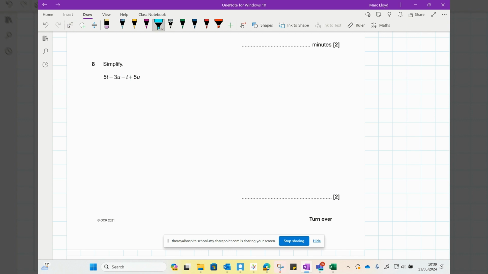Okay, so let's start again. One there, one there. That's all I'll do. I won't highlight the others because we can see that we've got 5t and minus t. So that gives us 4t. And then our 2 highlighted bits, minus 3 minus 5 gives us minus 8. So we have take away 8u.